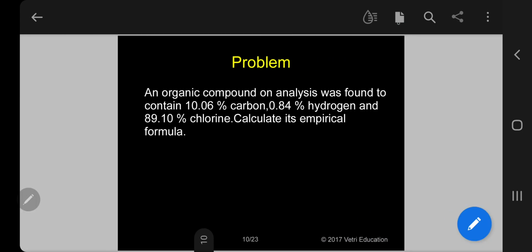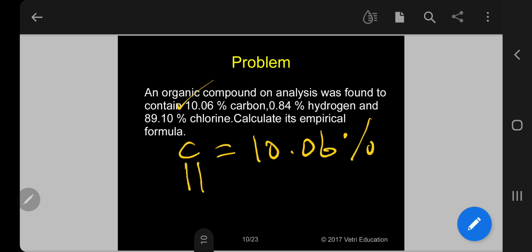The next one. To understand these 4 steps, let me explain with the help of a problem. I am giving a problem and I am going to analyze it with the same method. Kindly follow. An organic compound on analysis was found to contain 10.06% carbon.